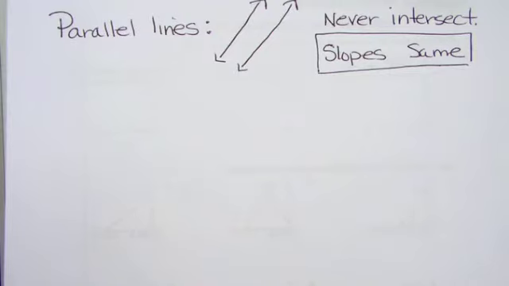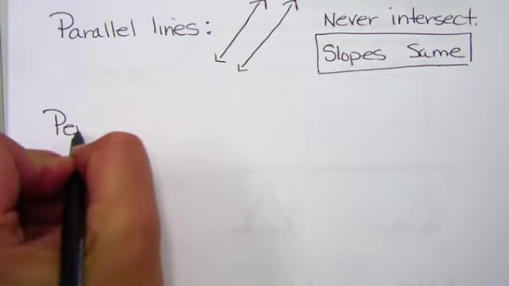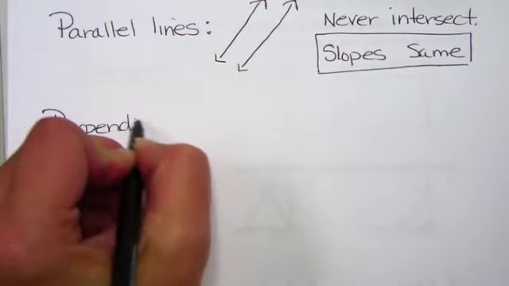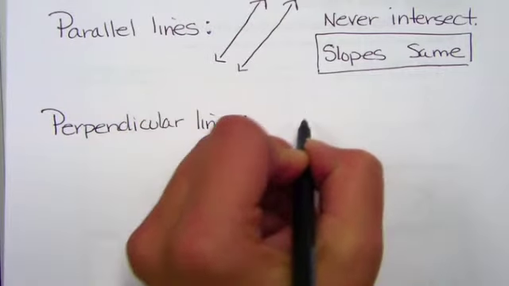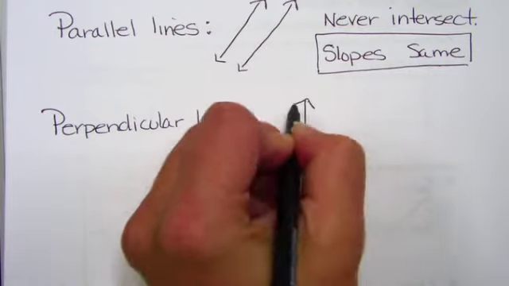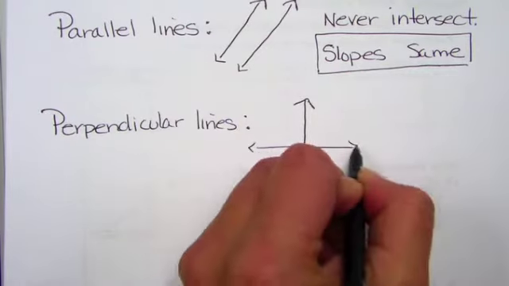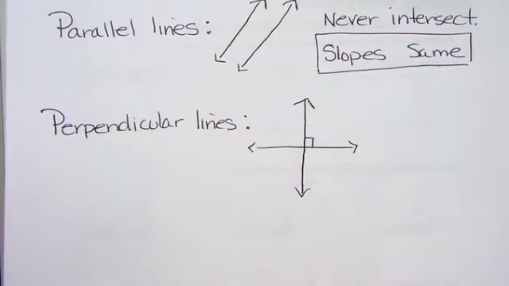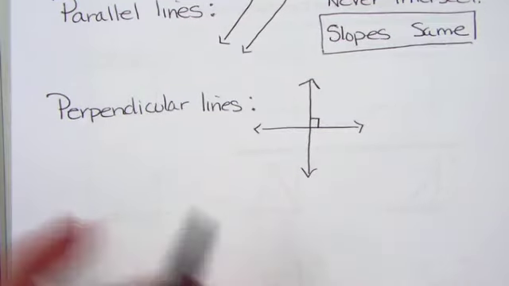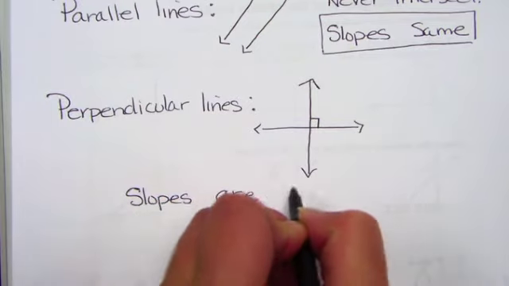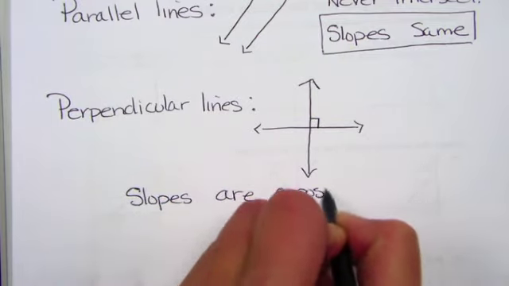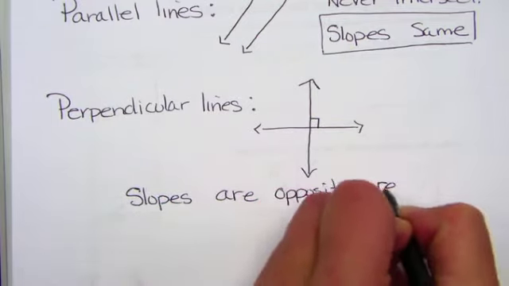Okay? Next, I want to define perpendicular lines. Perpendicular lines intersect at right angles. Okay? Their slopes are opposite reciprocals.